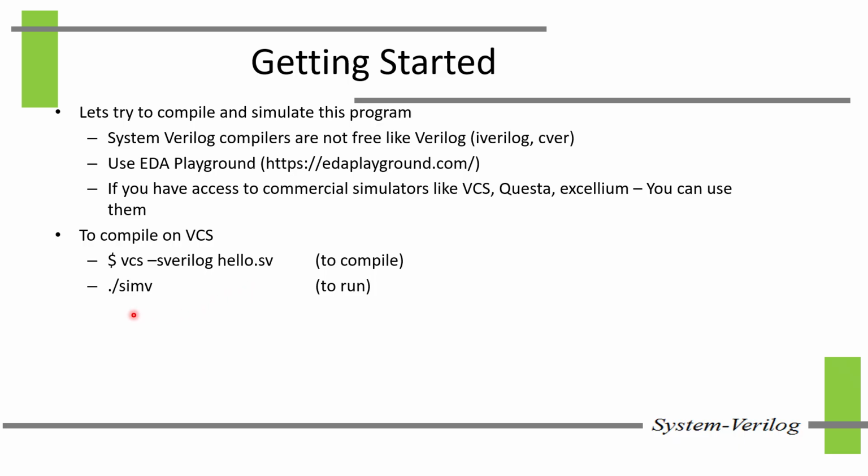Now to run this simulation file, we simply execute this command ./simv. When you run this, the simulator runs our design, executes any initial blocks or test bench code, and displays the output on the terminal. So the overall flow is very simple. First, you write the code, then compile it, then run the simulation and observe the output. This is the basic workflow that we will follow throughout this course, whether we are writing simple examples or complete verification environments.